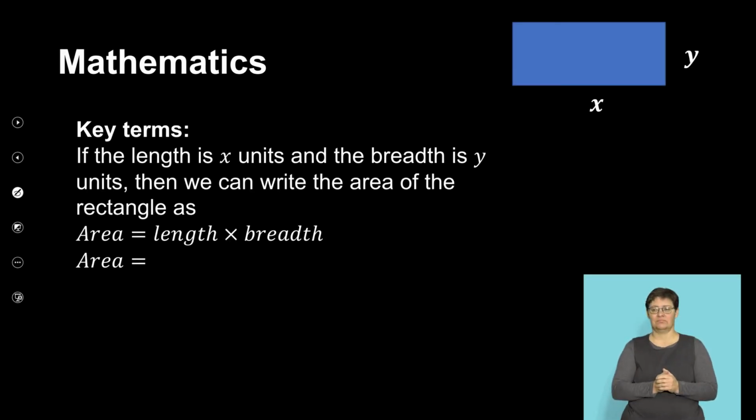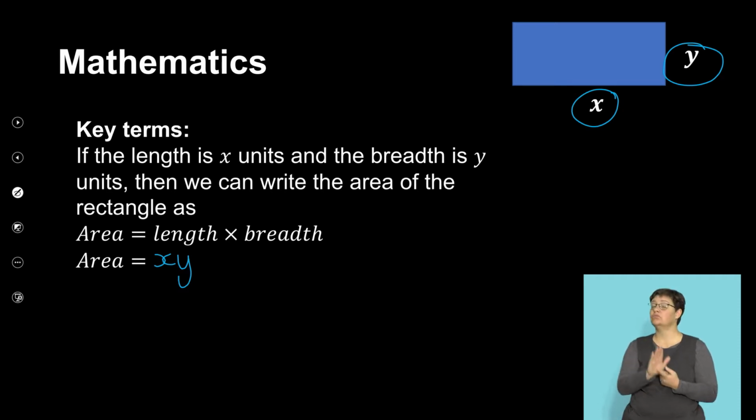So if I were to use an example of a rectangle and the length is x units and the breadth is y units, then we can write the area of the rectangle as length times breadth. So this is just linking back to some of your previous knowledge that if I have a length of x and a breadth of y, the area of this particular rectangle will be length times breadth, which is just xy. Great. Now I'm going to show you what would happen if I introduced a scale factor to this rectangle.